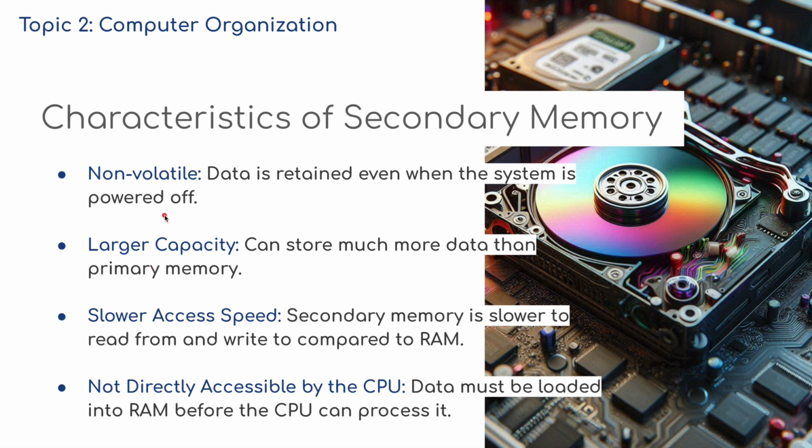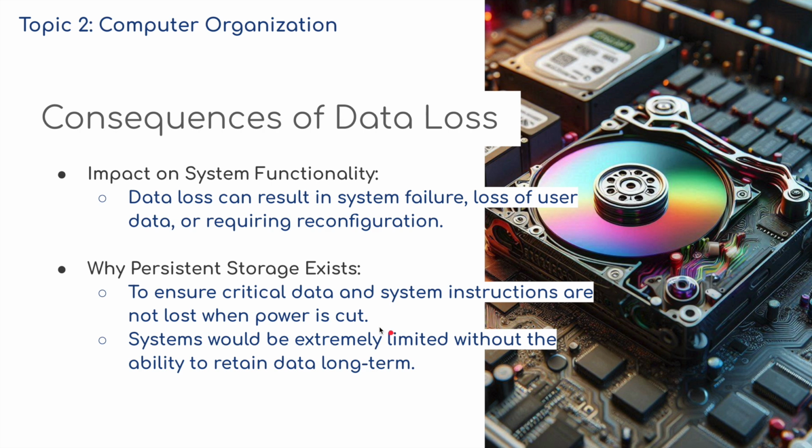Characteristics, yeah, we mentioned before it's non-volatile. It's got large capacity. It's slower than RAM in terms of accessing data and writing back to secondary memory. And it's not directly accessible by the CPU, unlike RAM. So data loss can result in system failure, loss of user data, or requiring reconfiguration.